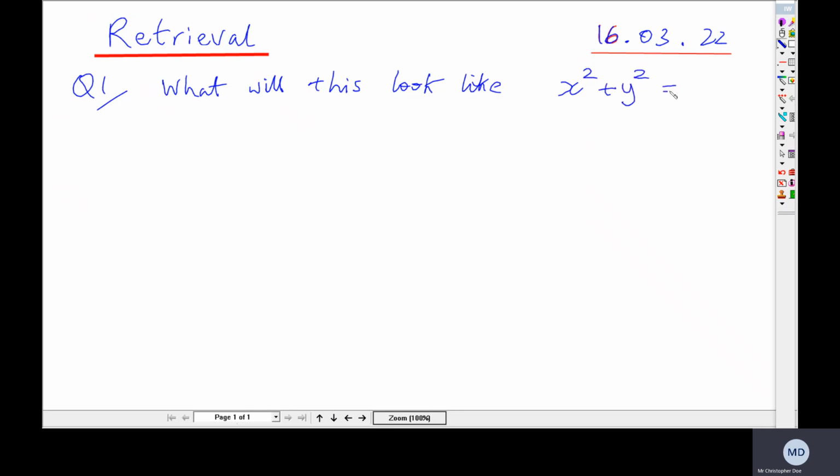X squared plus y squared equals 9. Could you either try and draw it or describe what it is? I think we'll just do one for now, because we don't know what that one is. If I do any more, you still won't know. So what will that look like? If you have no idea, that's fine. Just put down what you think.